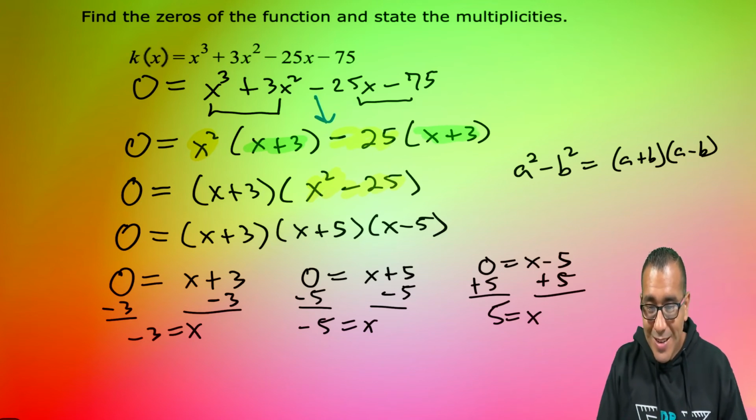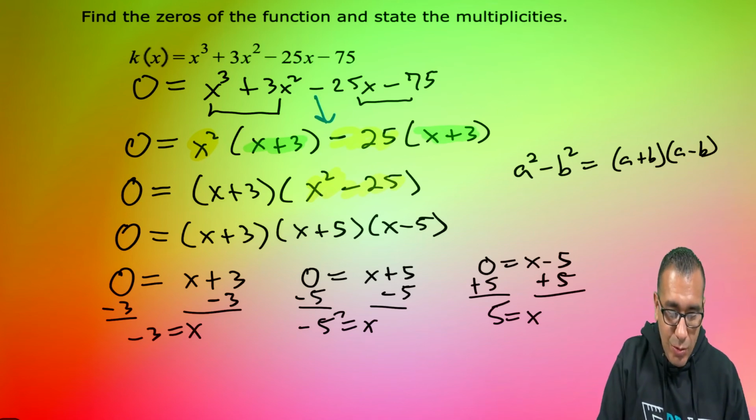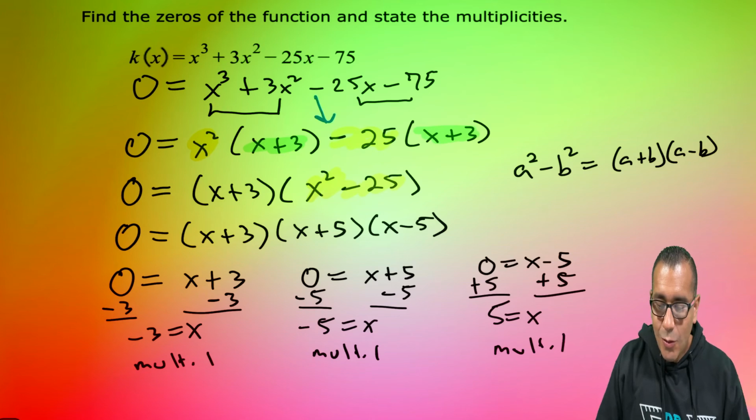All right, and it says state the multiplicities. Notice none of these were repeated, right? I didn't have an x minus 5 to the third power. I didn't have an x minus 5 squared. So each of these appeared one time. So it's multiplicity, right? For each one, this has a multiplicity of 1. This has a multiplicity of 1. This has a multiplicity of 1.